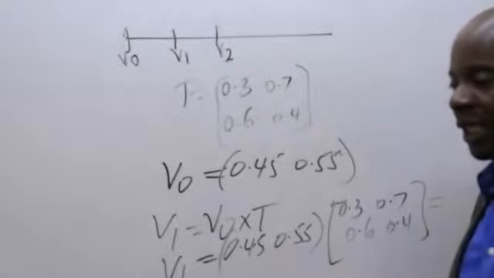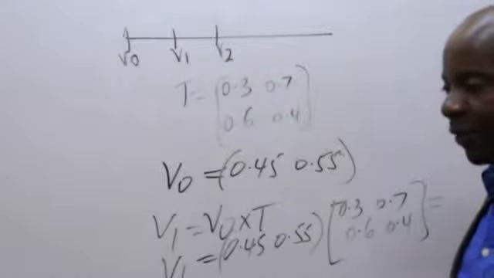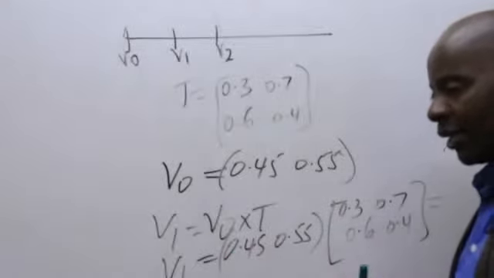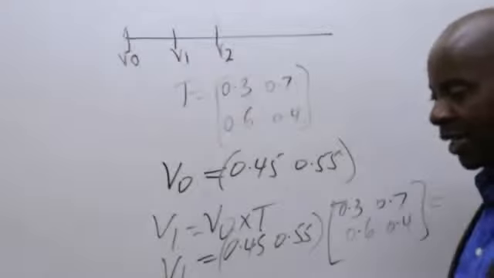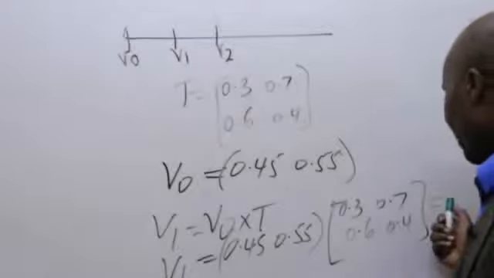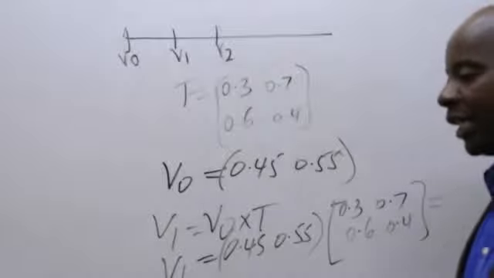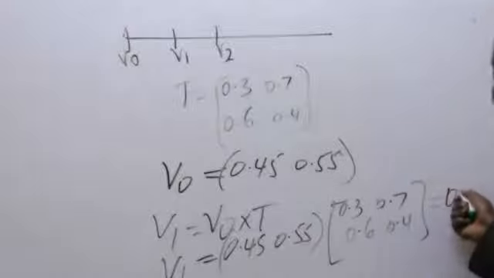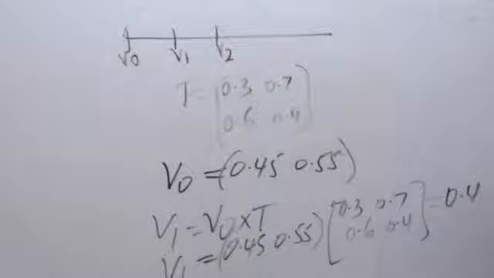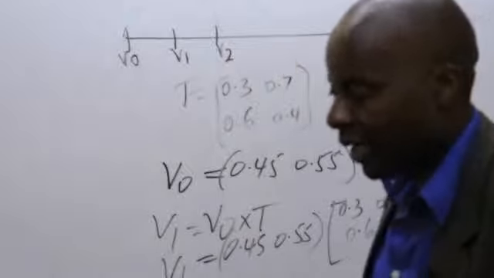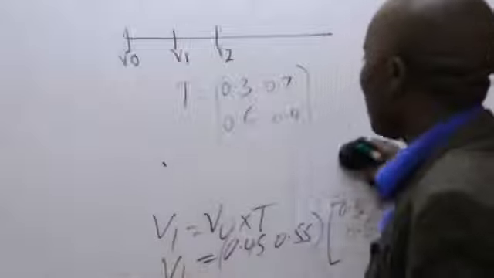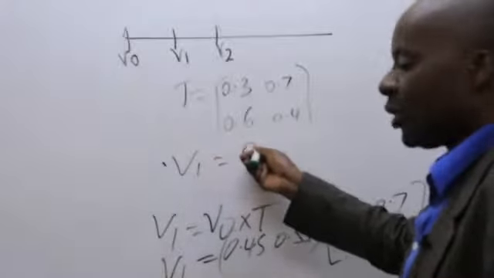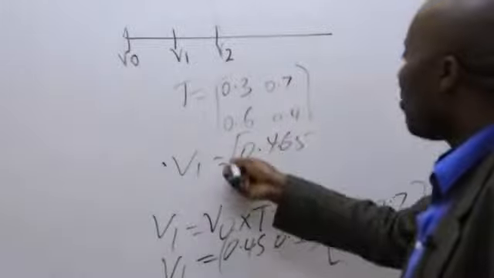Could you kindly give me this very fast? Vector 0 times the matrix, row by column. Now people are becoming tired. Please give me this first one here. What do we have? Somebody there. So we have 0.465. According to that, vector 1's first component is supposed to be 0.465. How about the second component?